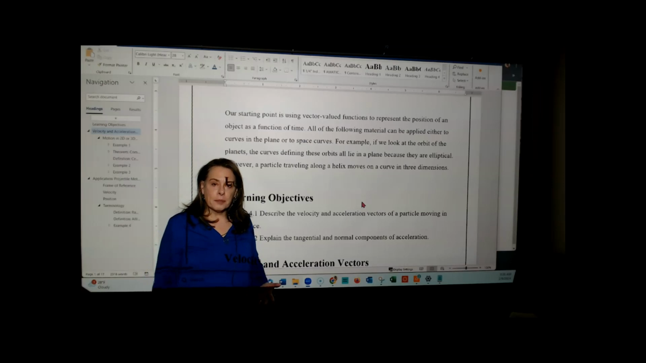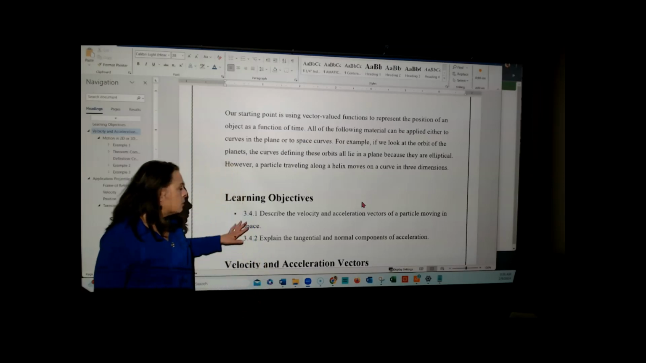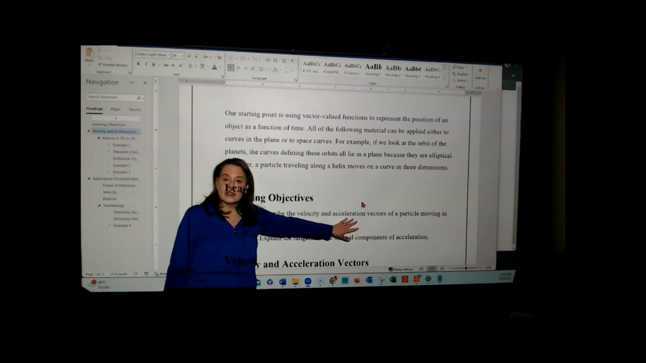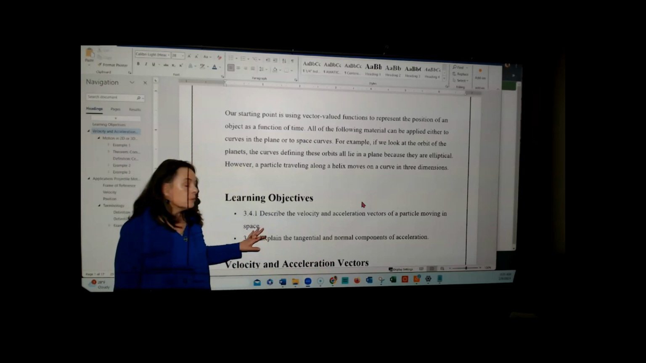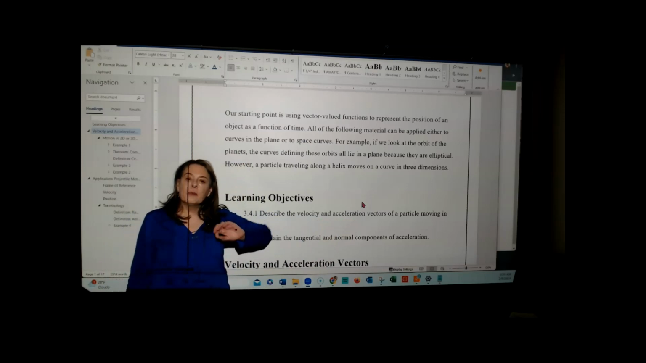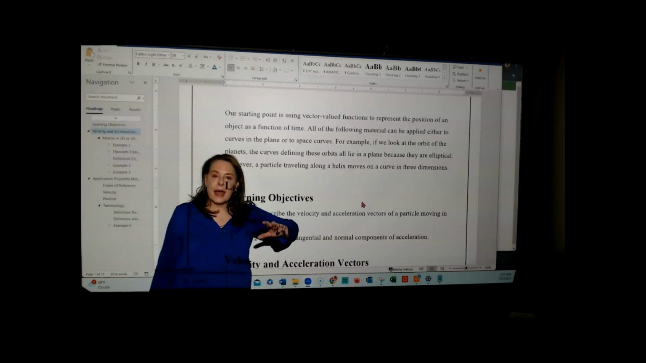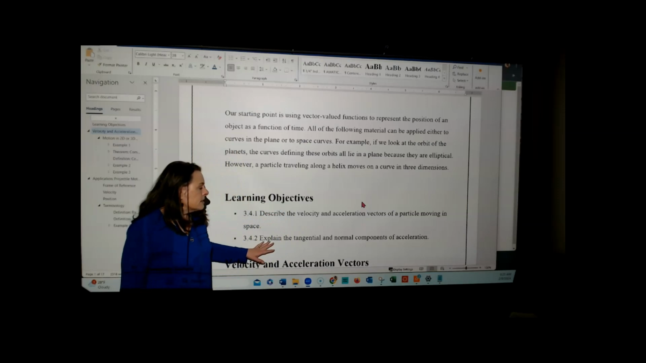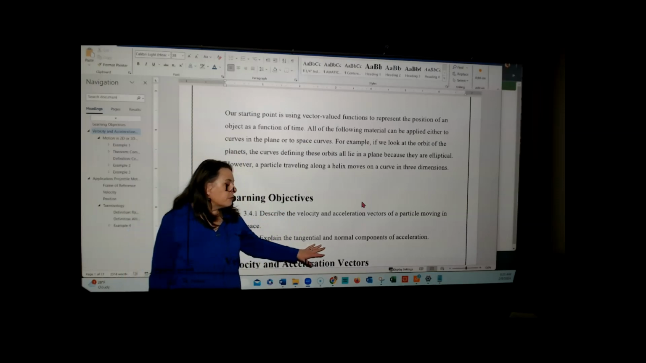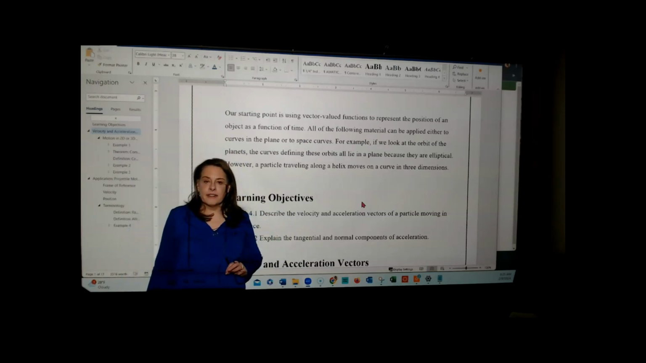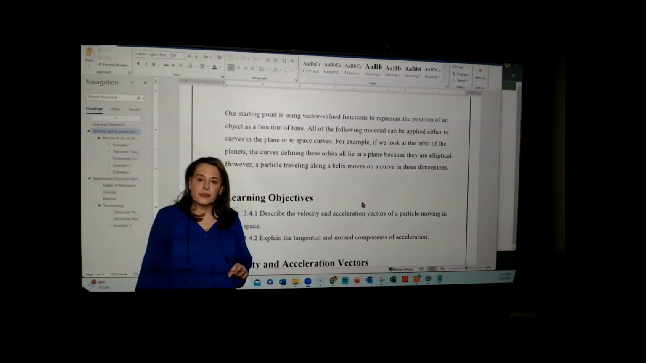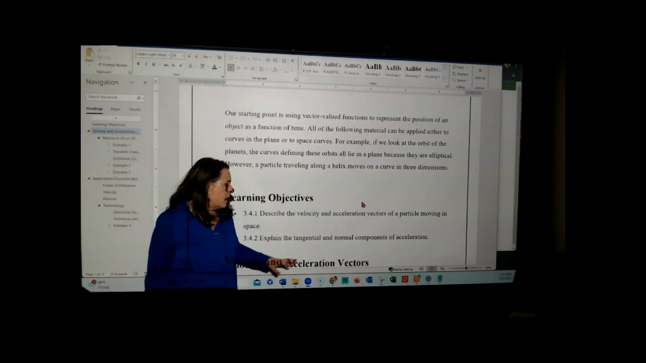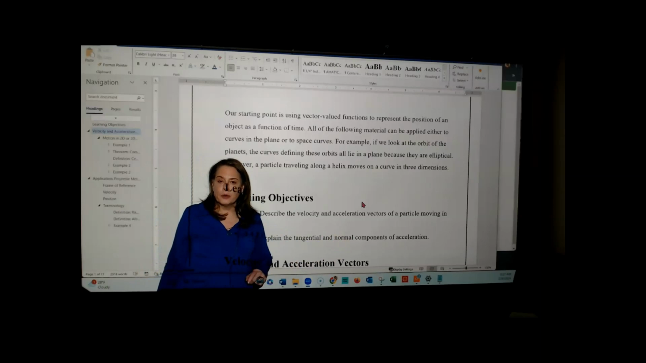We only have a couple of learning objectives here, which is to describe the velocity and acceleration vectors of a particle moving in space. And again, we have motion, so we have both magnitude and direction. So we will be using vector valued functions. The second thing we're going to do is take the acceleration vector, which is going to be somewhat different than in the previous section, and split it into 2 components.